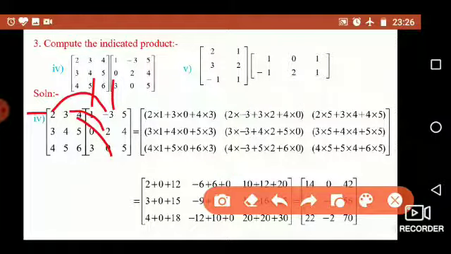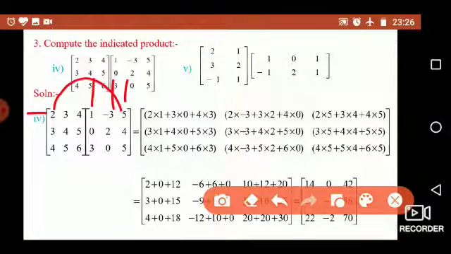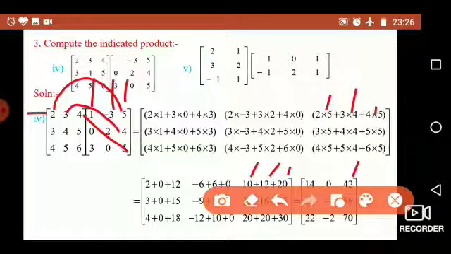Similarly, the same row we multiply with the last column, containing the elements 5, 4, 5. Here, 2 5s are 10, 3 4s are 12, and 4 5s are 20. Therefore, the addition of these elements gives the number 42. 10 plus 12 plus 20 is equal to 42.